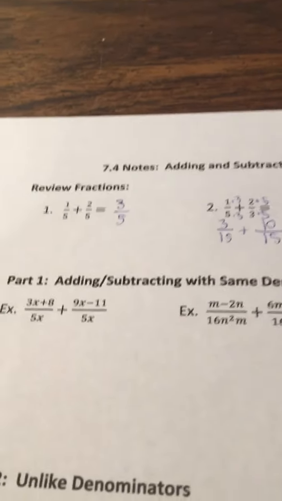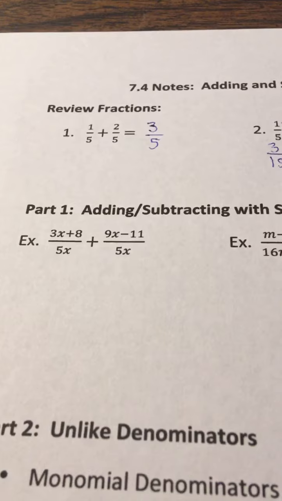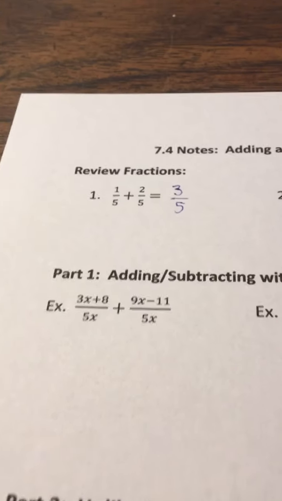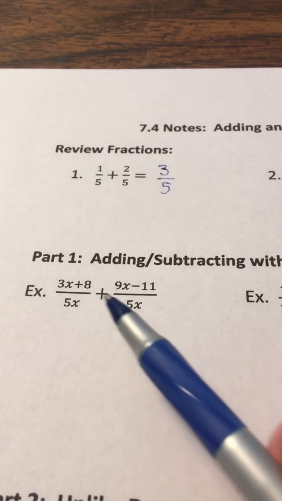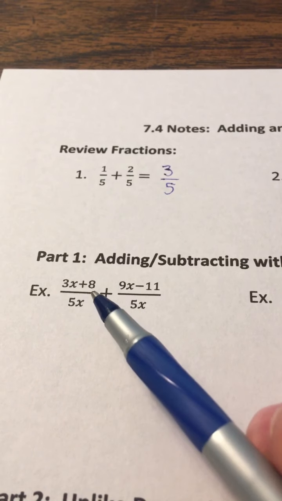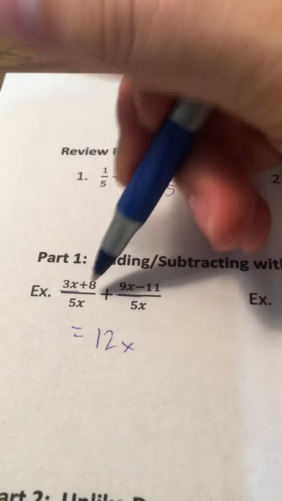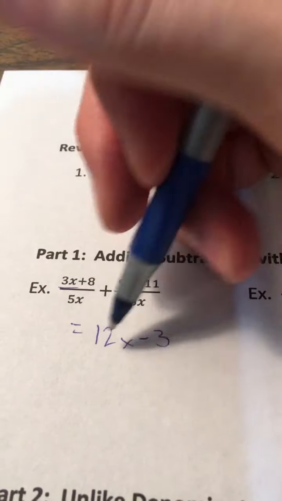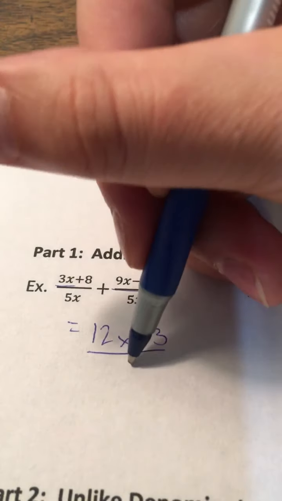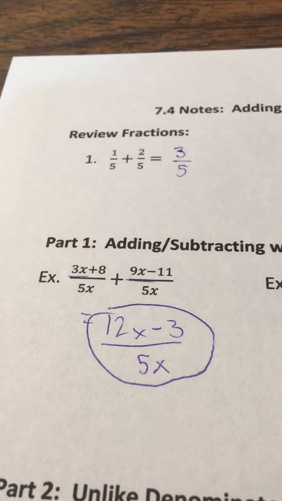Now, the first set of problems we're going to do algebraically, they're already going to have common denominators. So these are going to be easy. They look hard, but they're actually easy because if they have the same denominator, I'm just adding the top or subtracting the top. 3x plus 9x, I'm going to combine like terms. So 3x plus 9x is going to give me 12x. 8 plus negative 11. So 8 minus 11 is going to be negative 3, all over the denominator, which was 5x. That's the answer. Not hard.